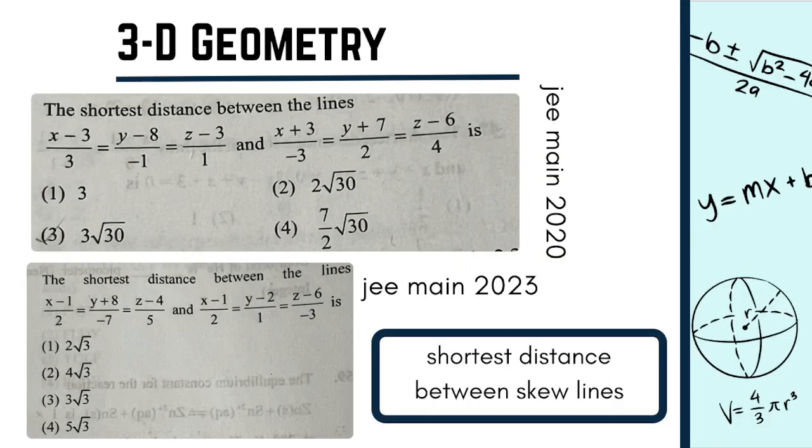Now moving on to the next example, it's about 3D geometry, and the concept asked in this question, which has been repeatedly asked in almost all the papers of JEE Main, is the shortest distance between skew lines. Make sure you learn this concept before you attend the JEE Main examination.